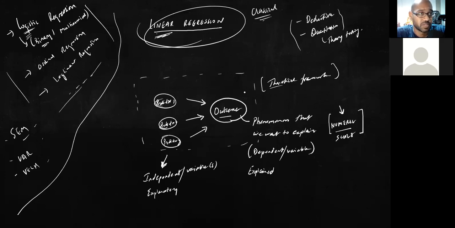So that's one important thing, the dependent variable, numeric scale. What about the predictors? The predictors could be numeric, and most of the time we're going to deal with numeric scale. Likert type scales are considered to be numeric most of the time.